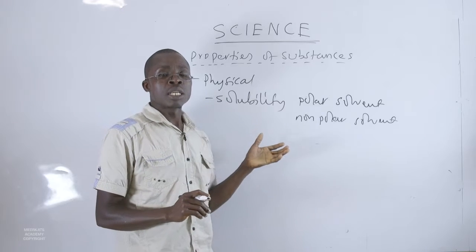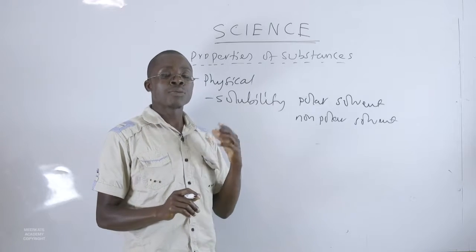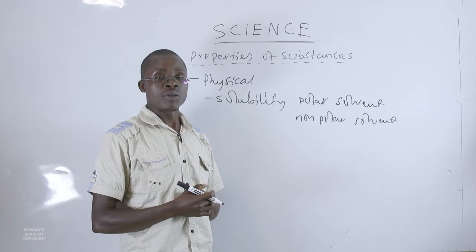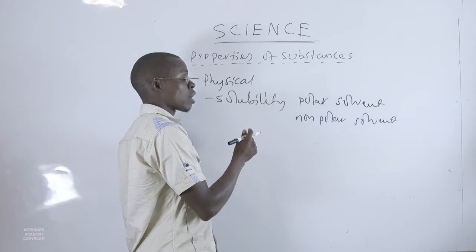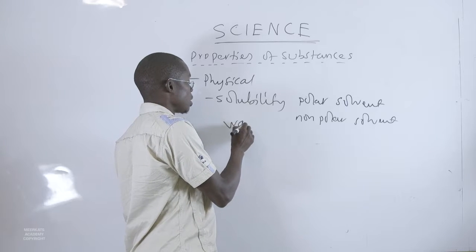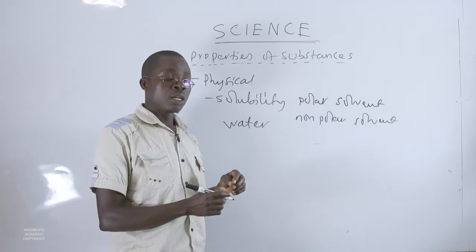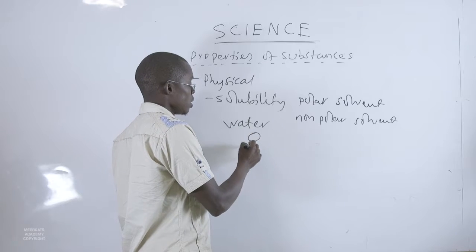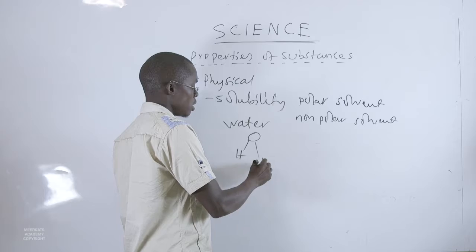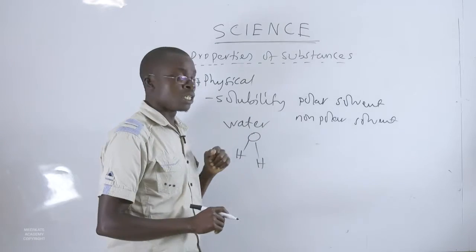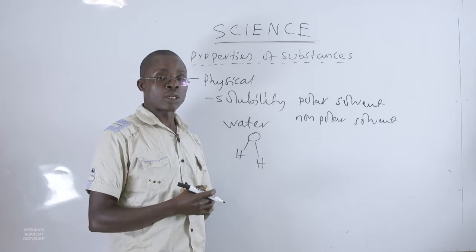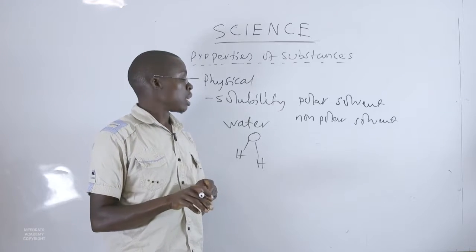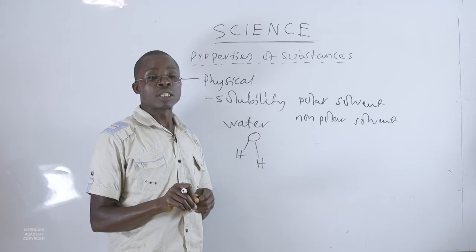Now, when you talk about a polar solvent, these are solvents that have positive and negative terminals in them. For example, a polar solvent like water. When you look at the molecule of water, it has oxygen and 2 hydrogen atoms in it. These are things you will learn in detail as you proceed with your science lessons.